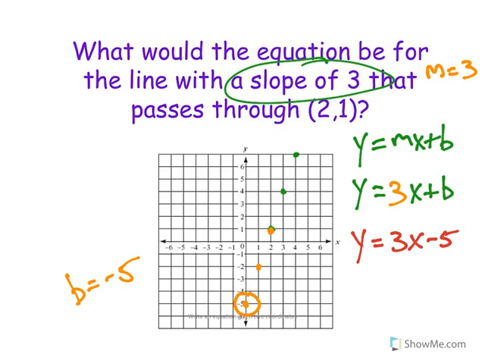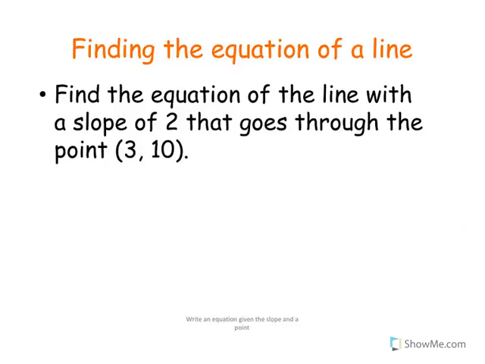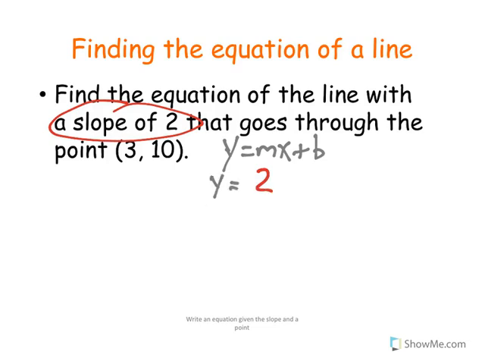Okay? Now what if I don't have a graph? Find the equation of a line with a slope of 2 that goes through this point. I don't have a graph. So I'm going to start with the information that I know. I know the equation of a line is y equals mx plus b. I know that the slope of this line is 2, so that's m. So this is where I'm at right now.